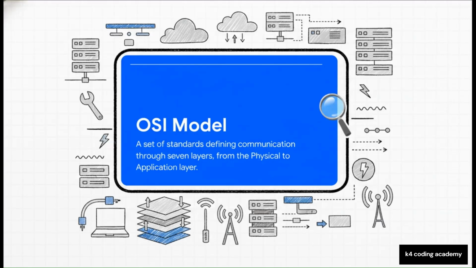First up is the OSI model. Now think of this as the grand theoretical blueprint. It breaks down the entire process of network communication into 7 distinct layers. It starts all the way down at the physical cables and works its way up to the actual application you're using. It's fantastic for pinpointing exactly where a problem might be happening.